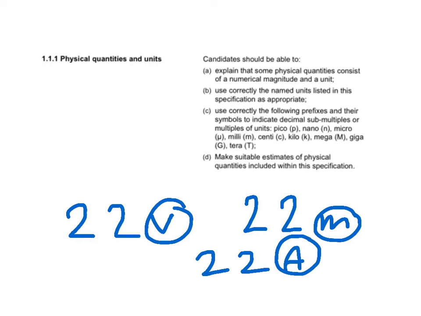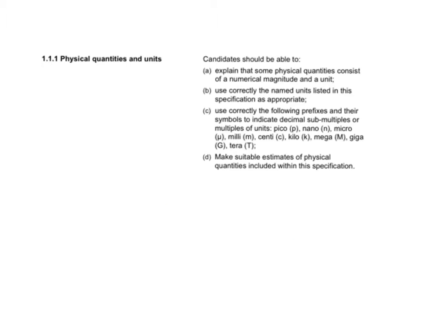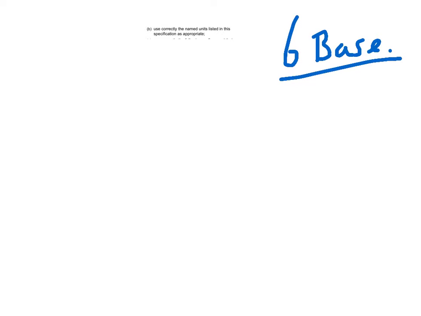There are exceptions, obviously. If we've got a ratio, that's not going to have a unit, but pretty much everything that you cover will have a unit. If you don't put the unit, you're going to lose marks. Okay, next part in this lesson is use correctly named units listed in the specification. Okay, there are 6 base units and 6 base units only.